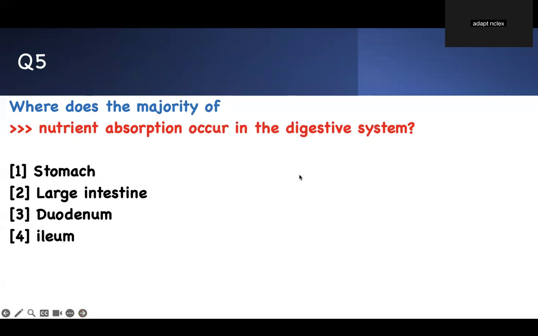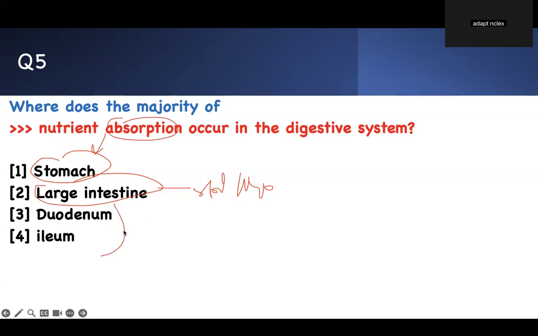As the majority of nutrient absorption occurs in the digestive system, make sure these are all digestive portions of the digestive system. Stomach is part of it. Large intestine is part of it. Duodenum is part of it. The ileum is part of it. Then start thinking about it. In your stomach, food is still being digested. It cannot be absorbed. In the large intestine, this is where you have a lot of stool and water. So you can't absorb food from a stool, right?